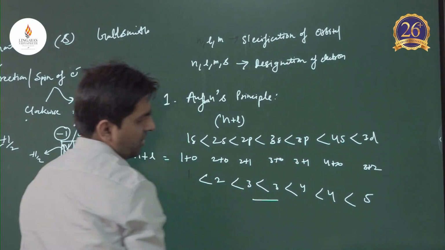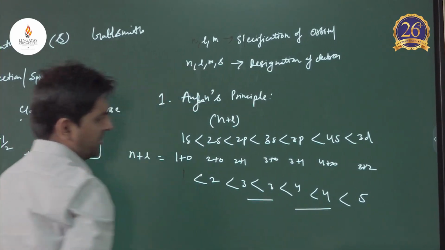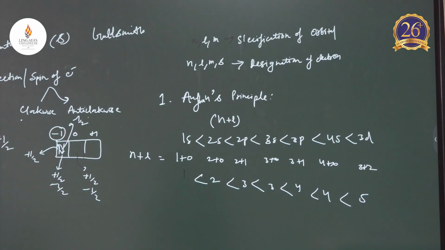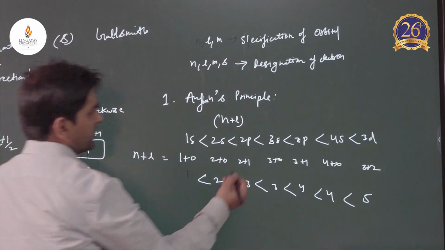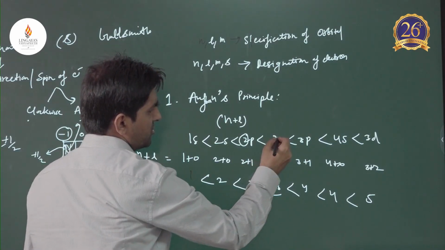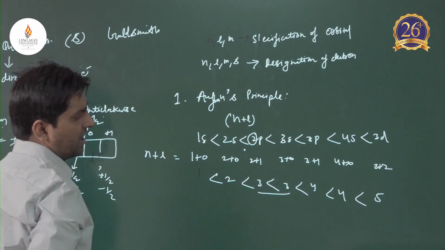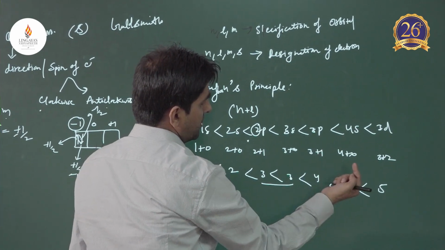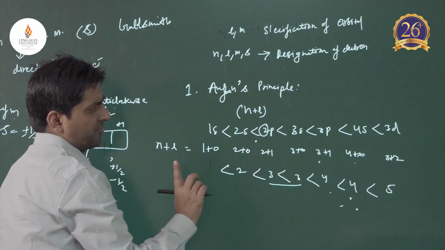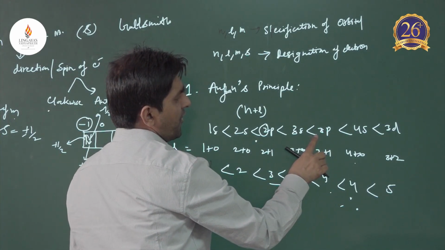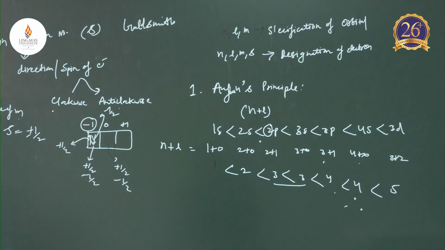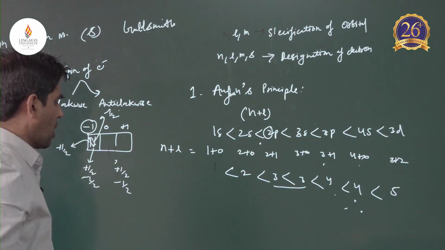Where the value of n plus l is the same, we fill the electron first in the orbital with the lower value of n. Here n is 2 and here it is 3, so we first fill the 2p orbital. Similarly for 3p and 4s, n plus l is the same, but we first fill 3p because n is 3. We fill the third shell first, then the fourth, and so on. That is the first rule, the Aufbau principle.